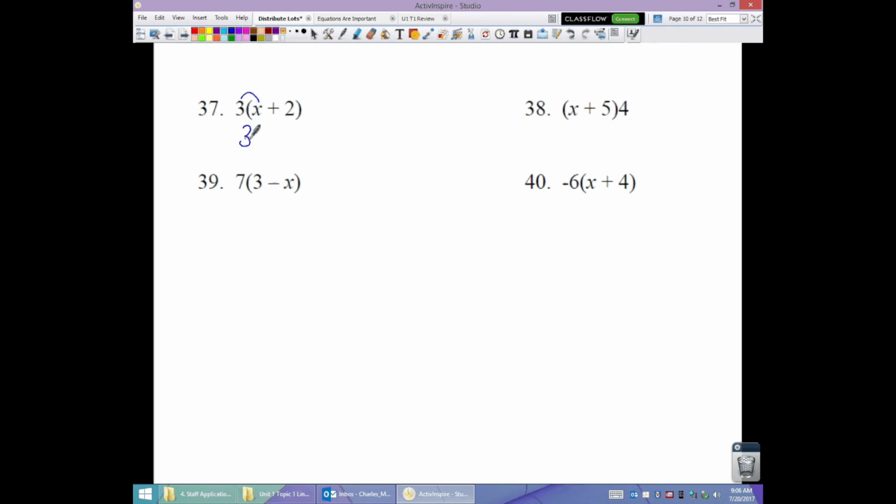3 times x, 3 times 2. 4 times x is 4x. 4 times 5 is positive 20. 7 times 3, 21. 7 times negative x, negative 7x. Negative 6x minus 24.